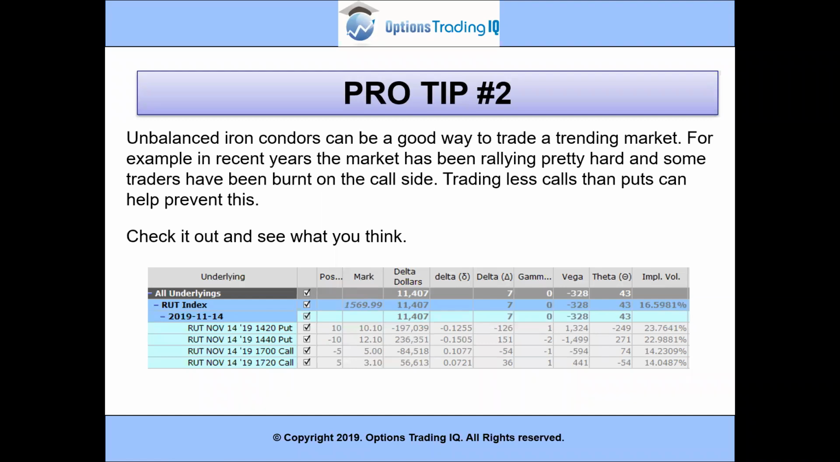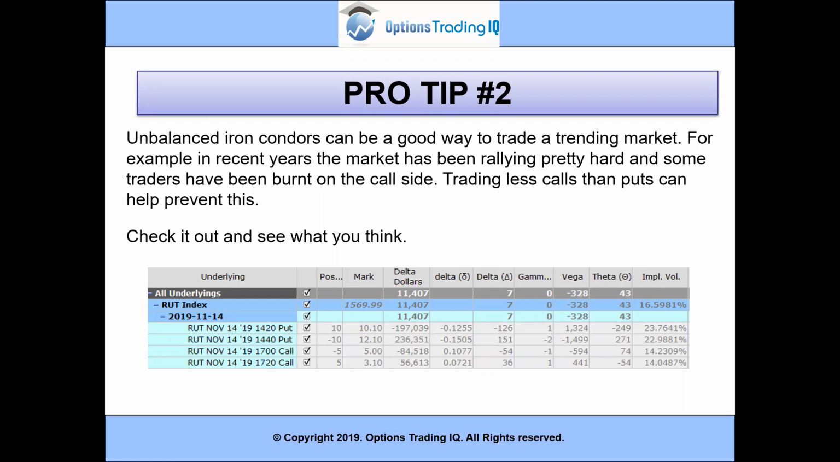All right, second pro tip for you guys. Unbalanced iron condors can be a good way to trade a trending market. For example, in recent years, the market's been rallying pretty hard, and some traders have been burnt on the call side. Trading less calls than puts can help prevent this. Check this out and see what you think.